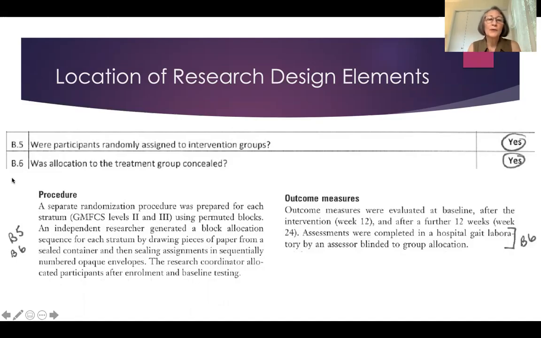Questions B5 and 6: were the participants randomly assigned to intervention groups, and was allocation to the treatment group concealed? And in both cases, yes. Under their procedure section, they talk about the concealment and the allocation process, rather, a block allocation using pieces of paper drawn from a sealed container. And in the allocation section, assessments were completed by an assessor blinded to the group allocation. So we kept those treatment groups concealed.